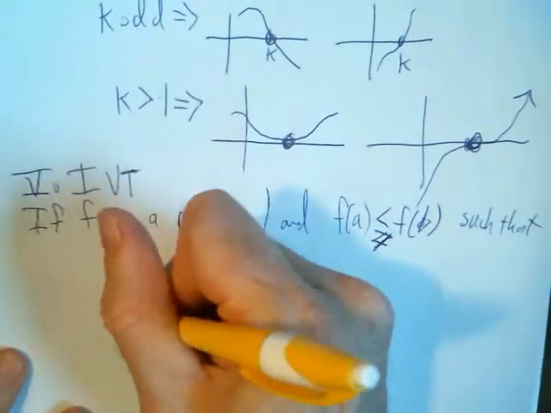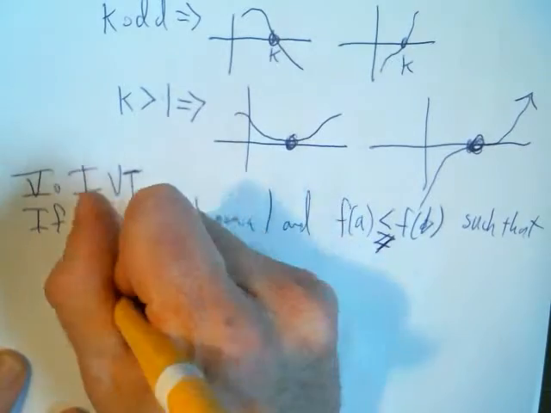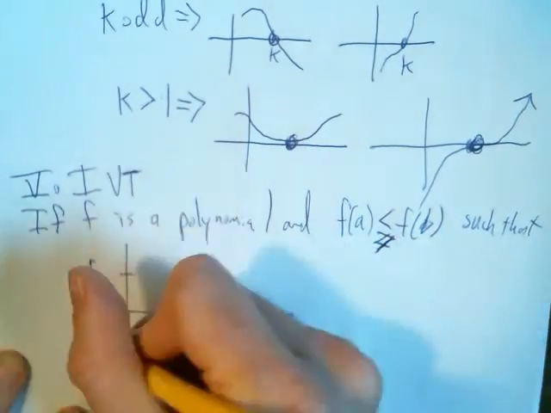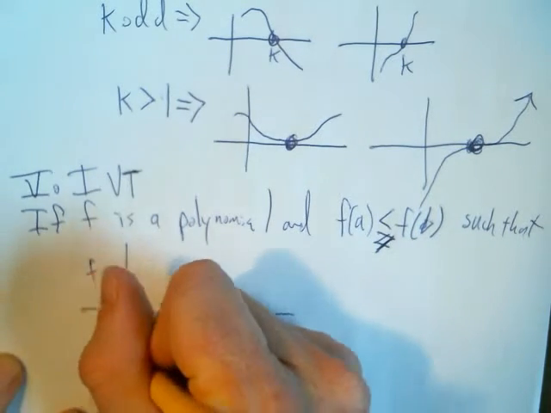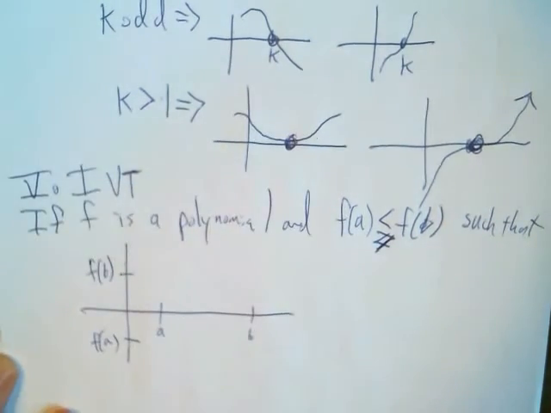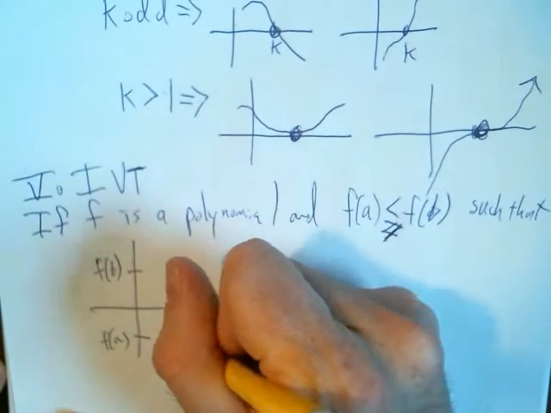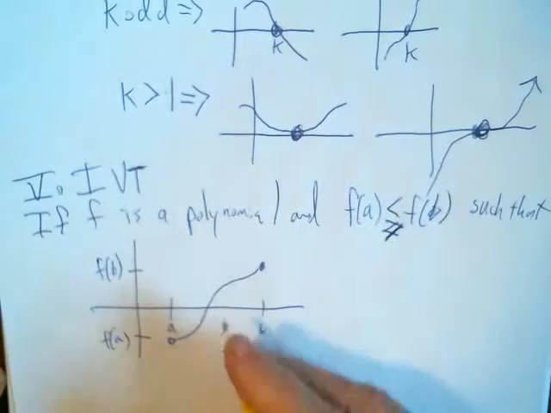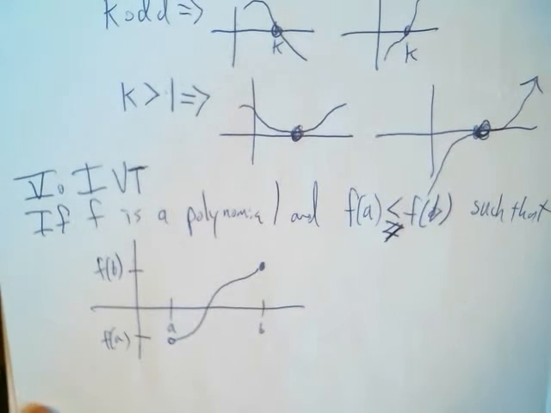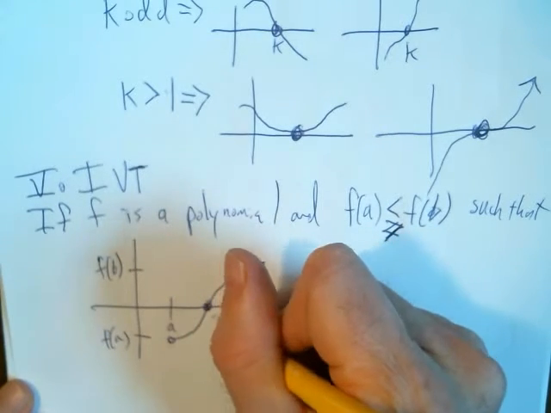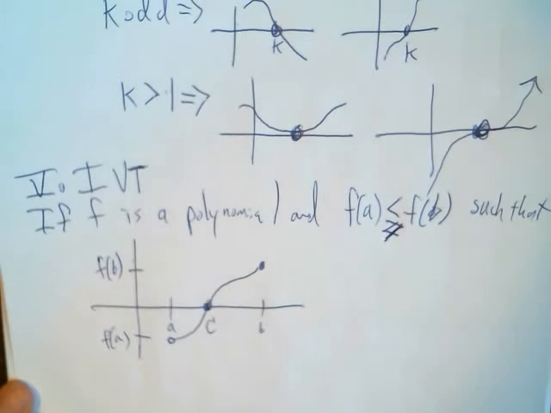we have this kind of picture going on. A picture's worth 1,000 words. So here's A, here's B, and we'll say f of A is less than f of B in this particular scenario. It starts down there and ends up there. What this theorem is saying is that eventually it'll have to go through any value in between f of A and f of B. In particular, it'll have to go through this point here at C, where f of C is equal to 0.